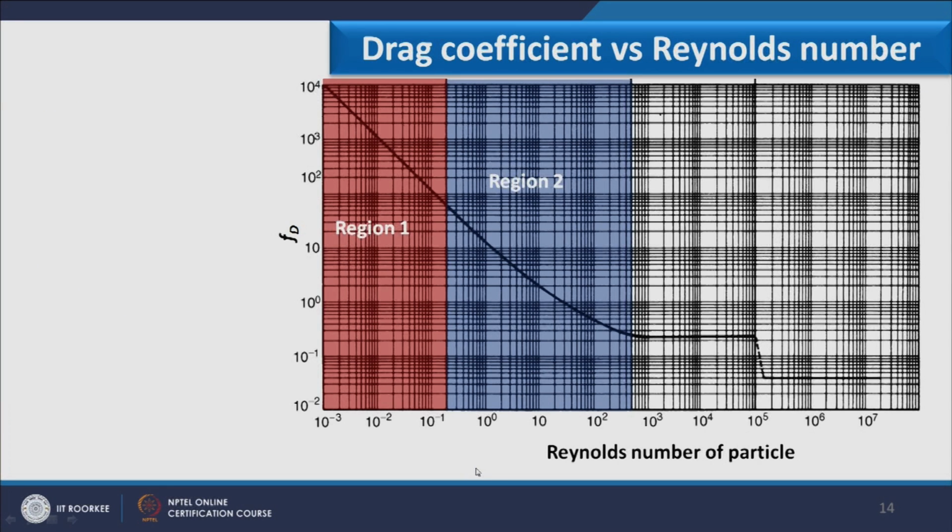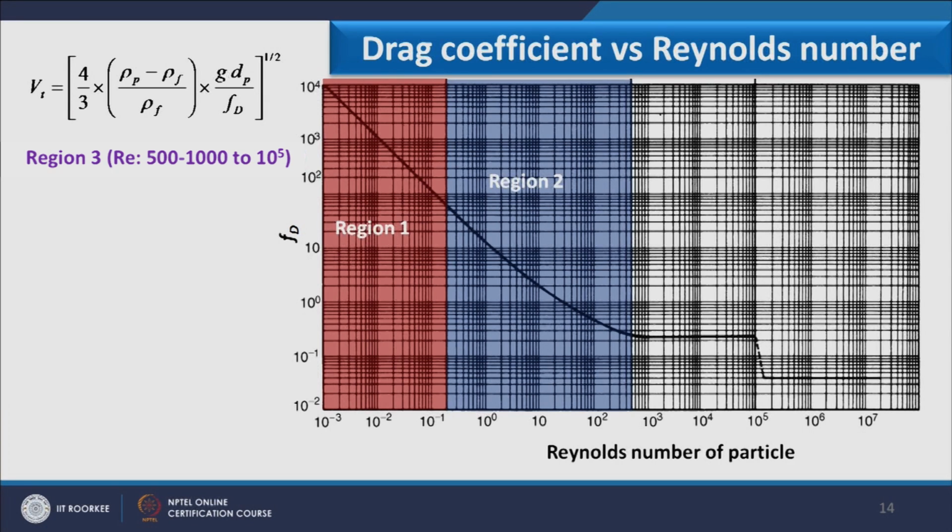So, two regions we have already discussed. Now, as far as the third region is concerned, this is the generalized equation which we have discussed already, and in region 3 the Reynolds number varies from 500 to 1000 up to 10 raised to the power 5. This is the region we will call region 3. In this region, if you see, the variation of Fd with respect to Reynolds number is almost constant.